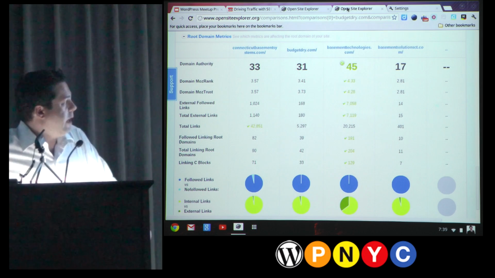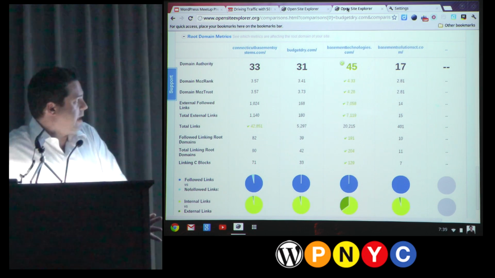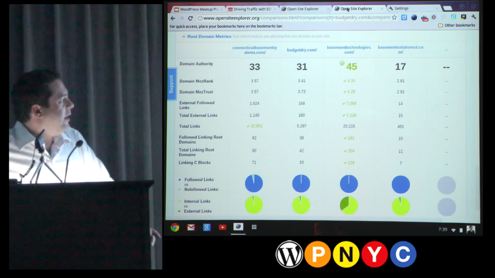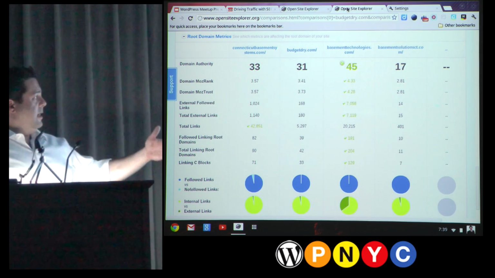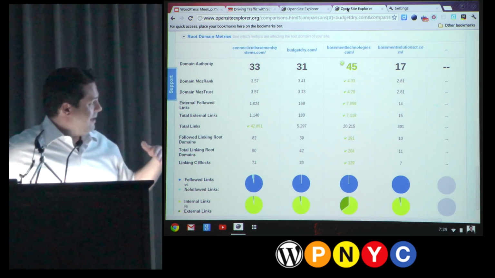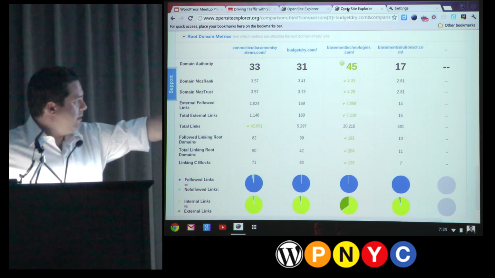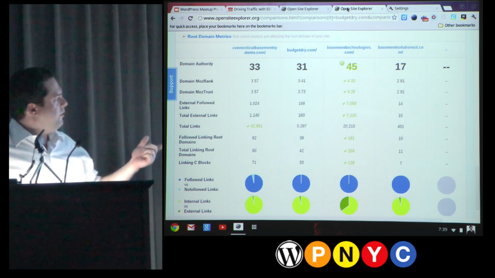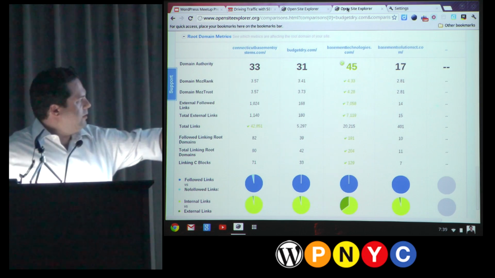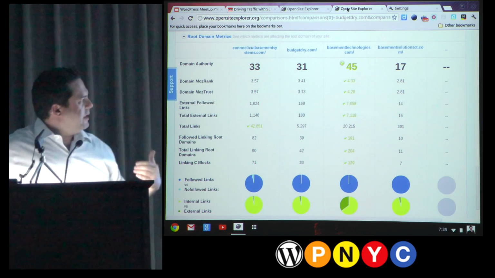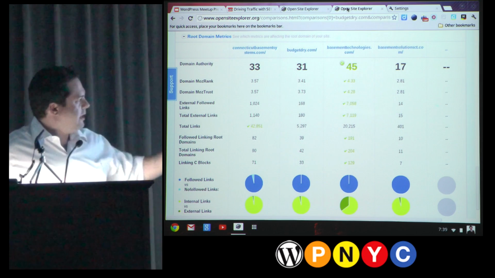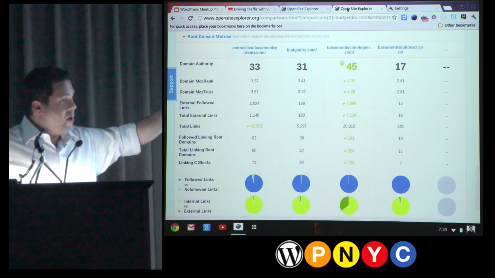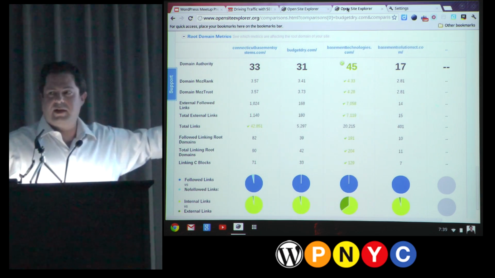When we look down this, ignoring the Moz Rank and Moz Trust, which is just their own proprietary stuff, we look at external followed links. That's the number coming in. Total external links, followed links. The difference is between the followed and the unfollowed, the no follow. Do we know what no follow is?